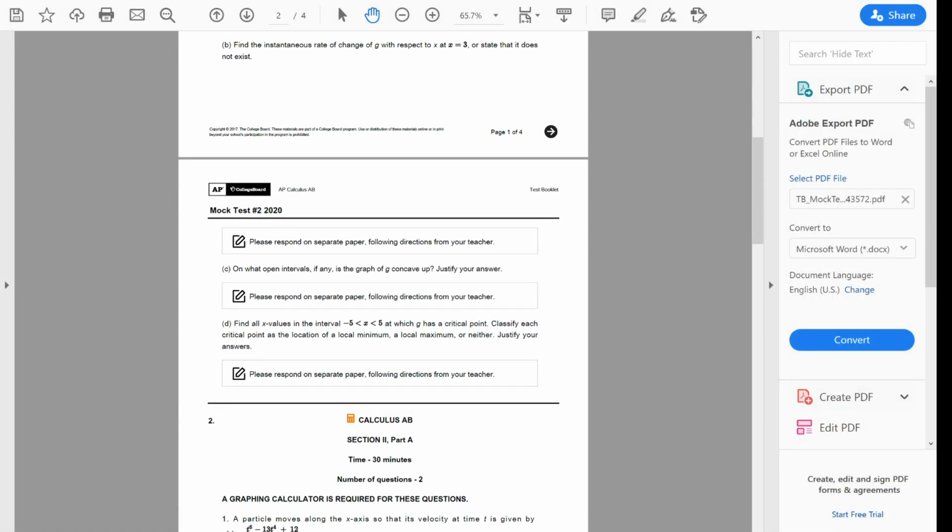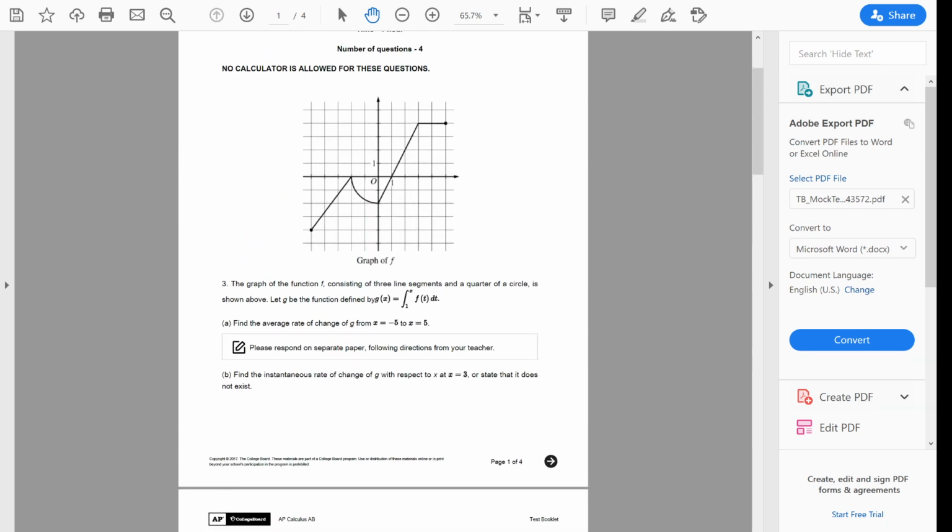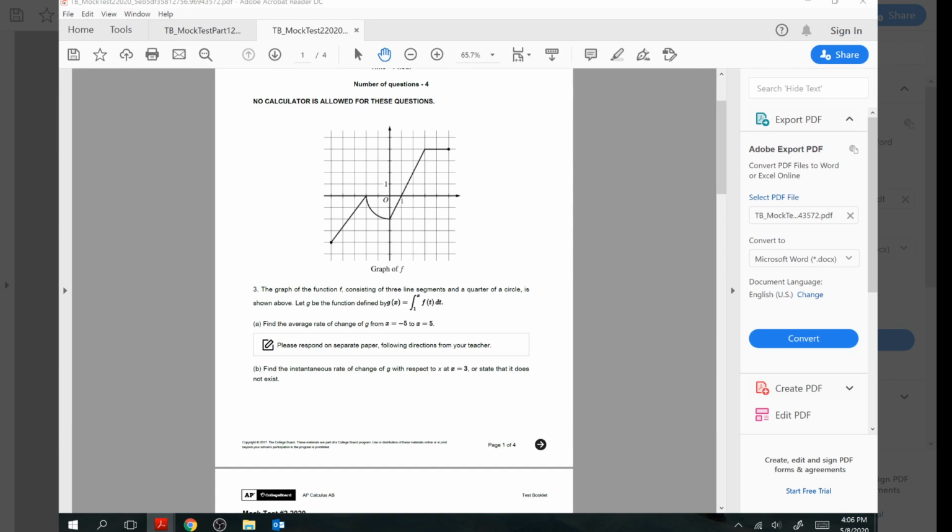And our last one says, find all the x values at which g has a critical point, and classify the critical point. For this, since this is a derivative graph, we look at the zeros. There are 2 of them. This one is neither, because the slope does not change sign. It doesn't switch from negative to positive. It switches from negative back to negative. And this one goes from negative to positive, so that's a minimum. And that's it.